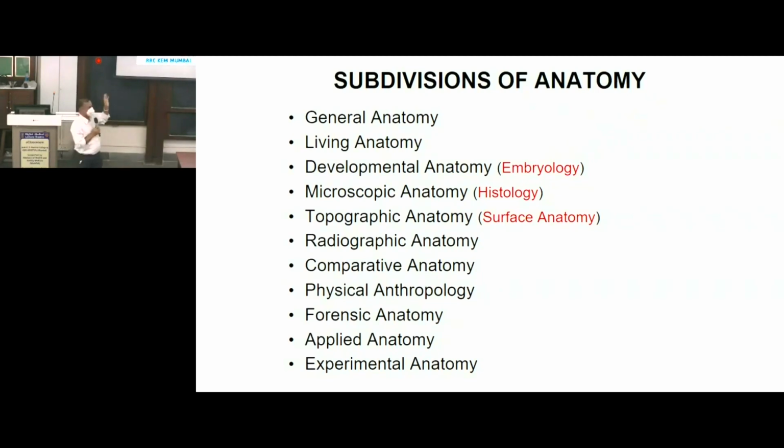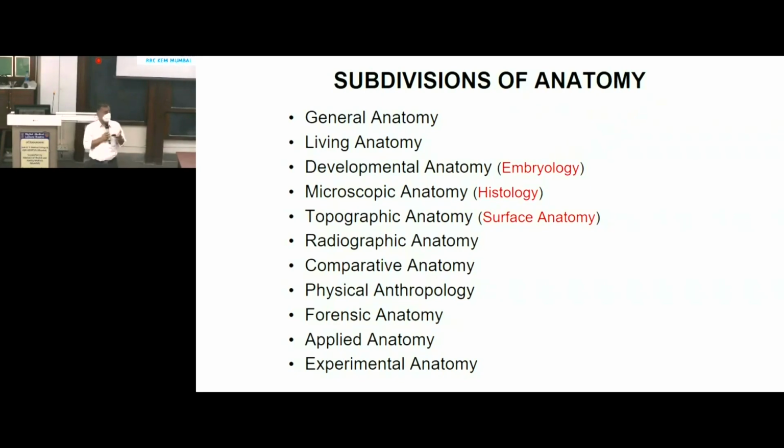For example, general anatomy of bone. You have a session on Saturday, general anatomy of bone. We will be learning common features of what bones are made up of. General anatomy of muscle, general anatomy of nerve, general anatomy of vessels, joints, etc. So, that is general anatomy.